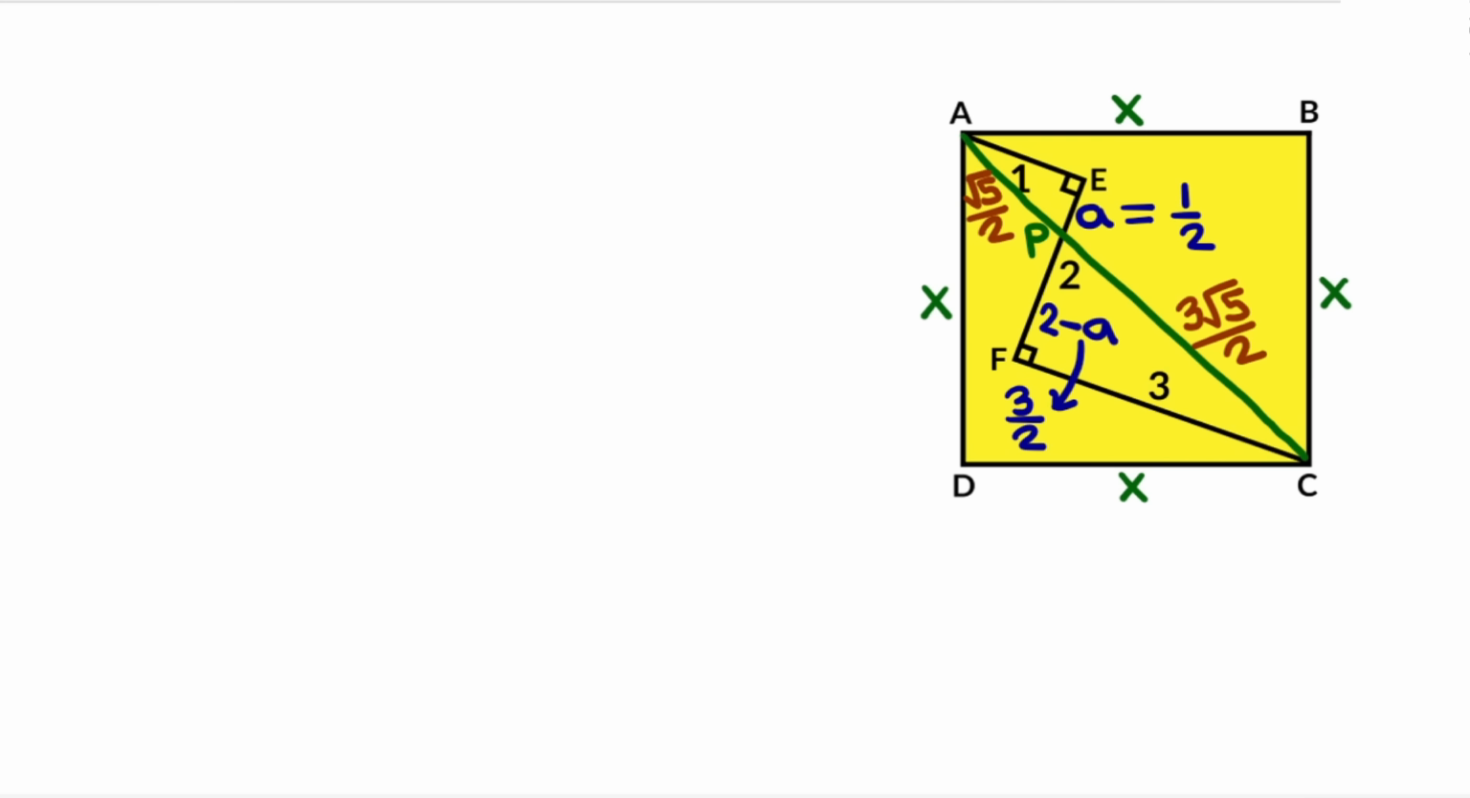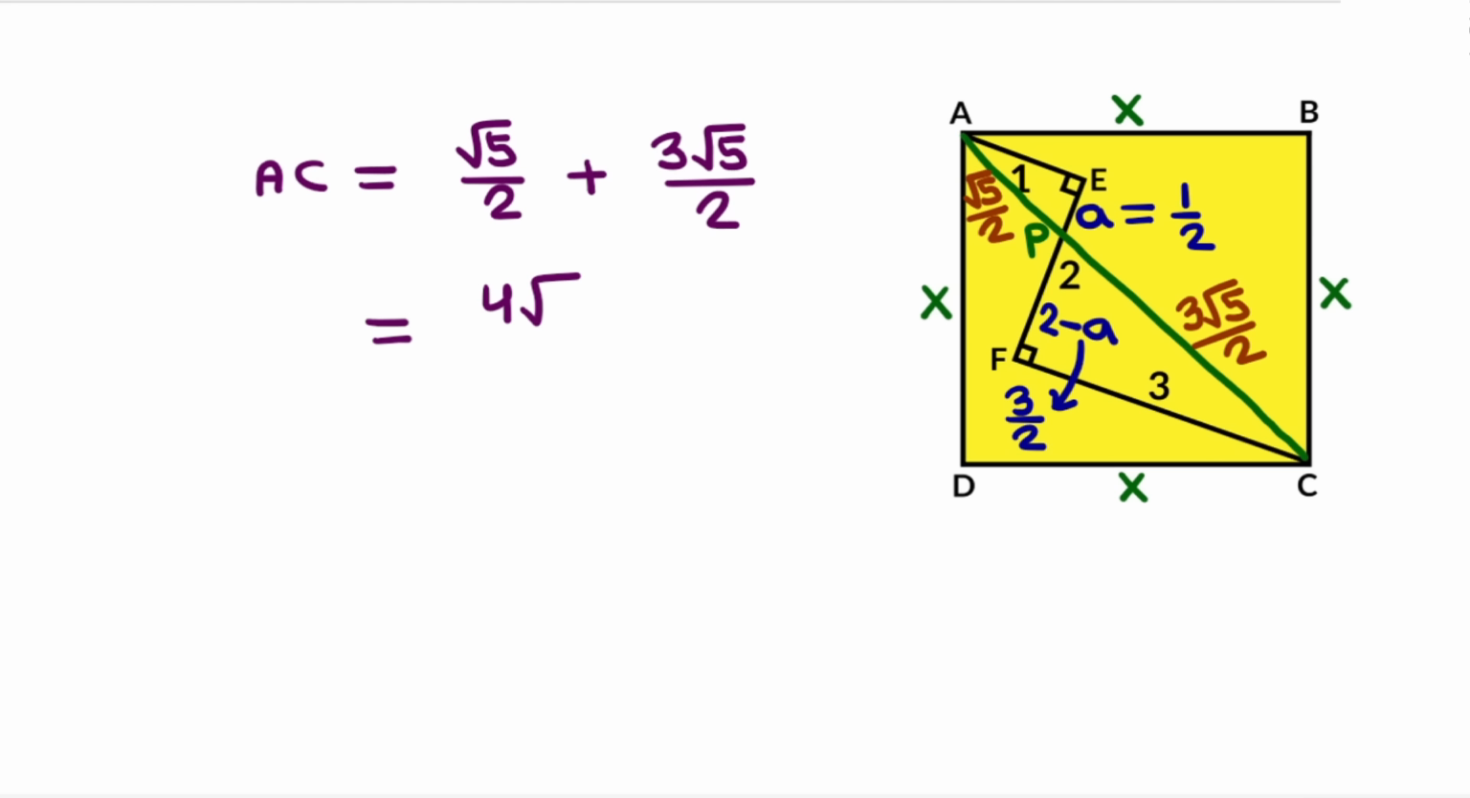And now we've reached the really satisfying part. We can find the entire diagonal, AC. It's simply AP plus PC. So AC equals the square root of 5 divided by 2 plus 3 times the square root of 5 divided by 2. Combine them, and we get 4 times the square root of 5 divided by 2. 4 divided by 2 is 2. So the entire diagonal is 2 times the square root of 5.